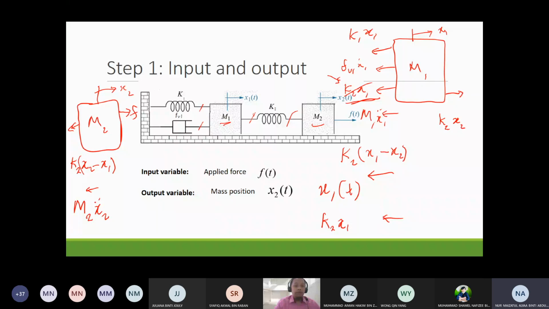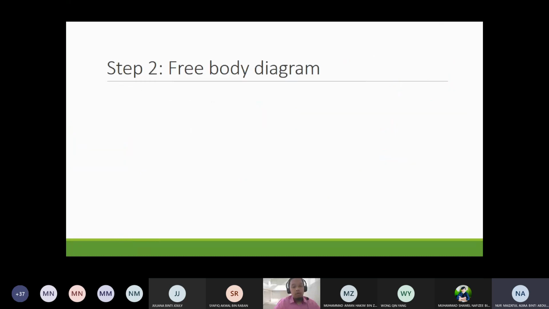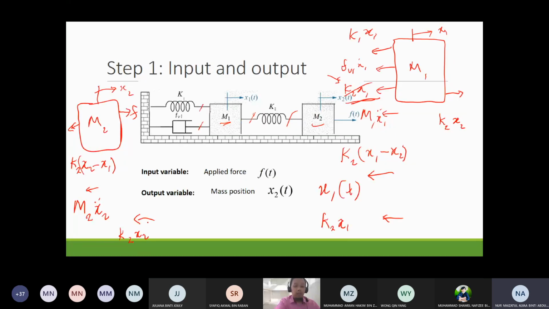Or you can split the force. You can write one force going backward, k2 x2, or k plus k2 x1 going forward, or you can write in this form, k2 times x2 minus x1, and the force going backward. Okay, so I hope you understand. Later you can do by yourself.